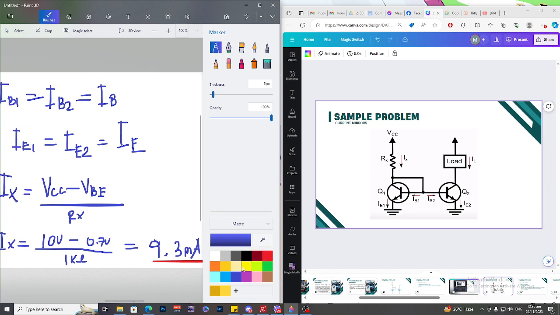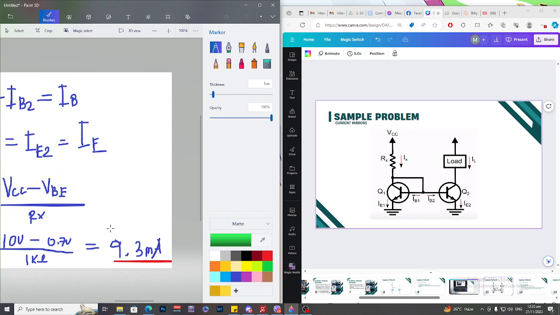Therefore, okay, we're going to use green pen for this one. Therefore, IL is equal to Ix. Then IL is also equal to 9.3 milliamps. So that is our final answer, and we got the current mirror. All right.